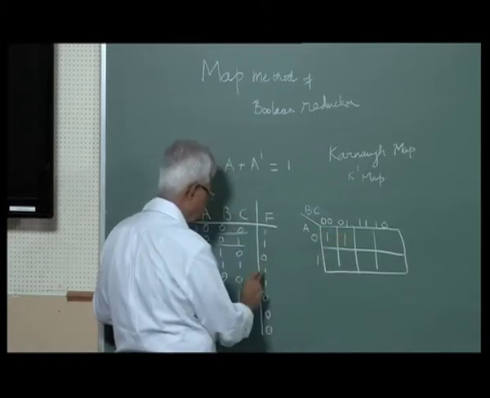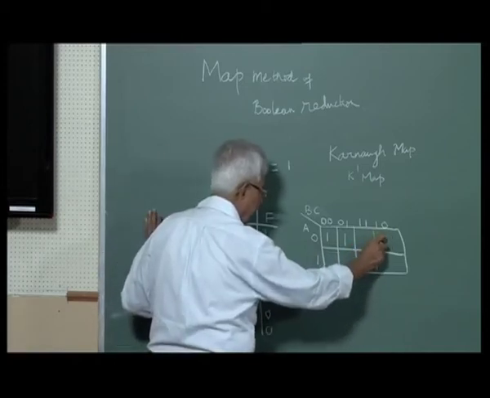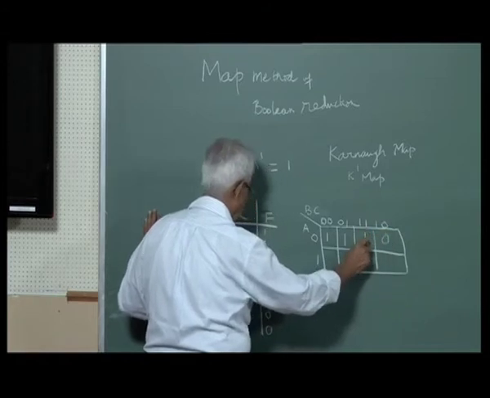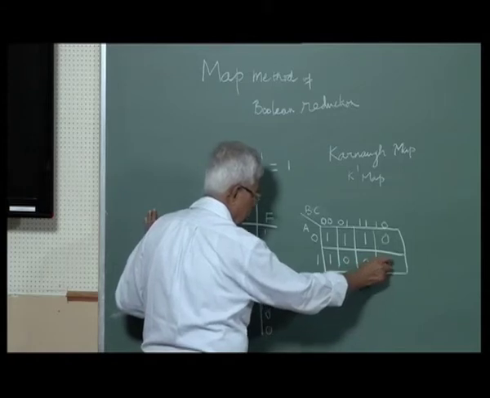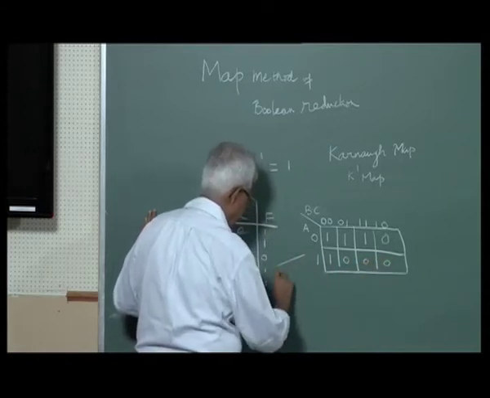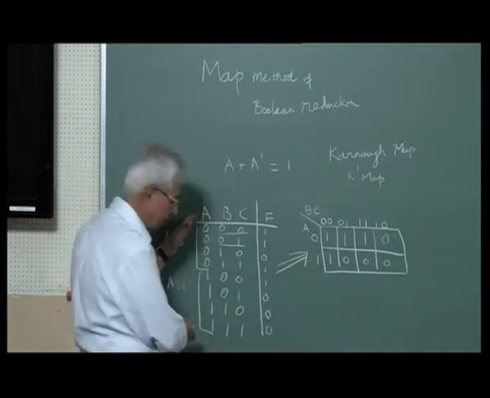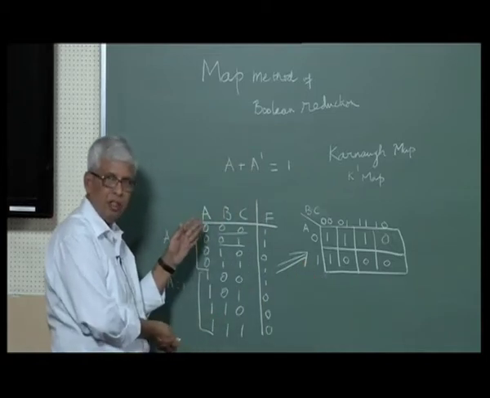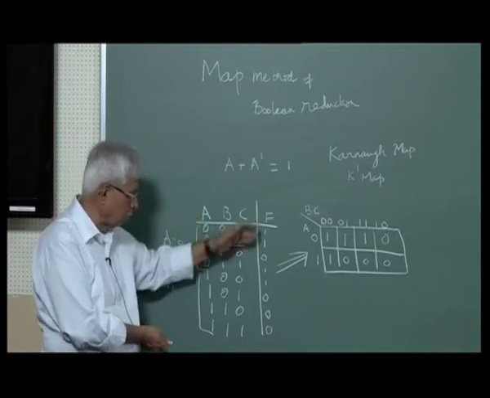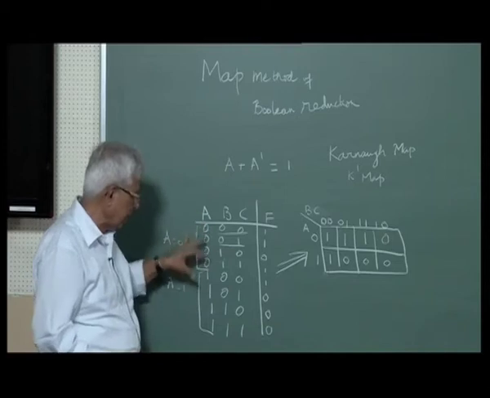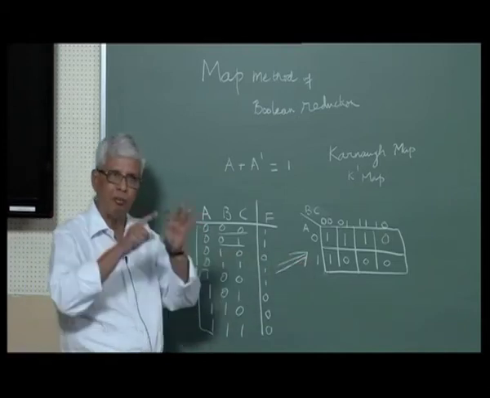Whenever there is a 0 output, you put a 0 here. In other words, this is a mapping of the truth table. The truth table is a table in which all the possible inputs appear and the corresponding outputs appear. This is called tabulation. This is the same as the tabulation in a map form, a 2-dimensional map.